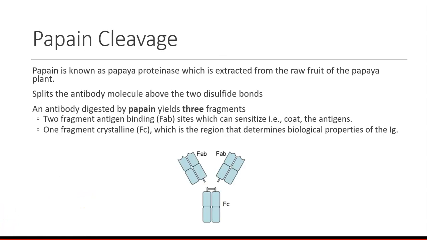We'll first talk about cleavage of an antibody molecule with the enzyme papain. Papain is known as papaya proteinase, which is extracted from the raw fruit of the papaya plant. This splits the antibody molecule above the two disulfide bonds. An antibody digested by papain yields 3 fragments: 2 fragment antigen binding sites, which can sensitize or coat the antigens, and 1 fragment crystalline, which is the region that determines biological properties of the immunoglobulin. Can it cross the placenta? Can it be present in your fluids?